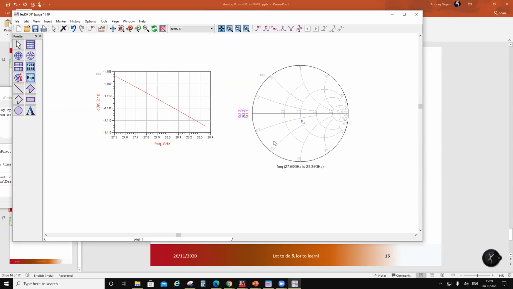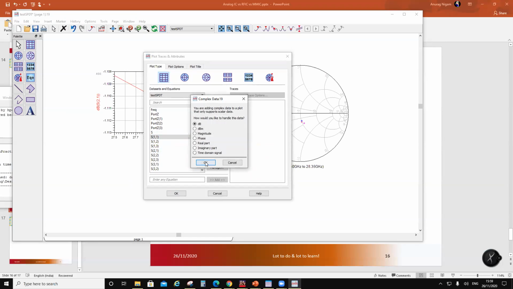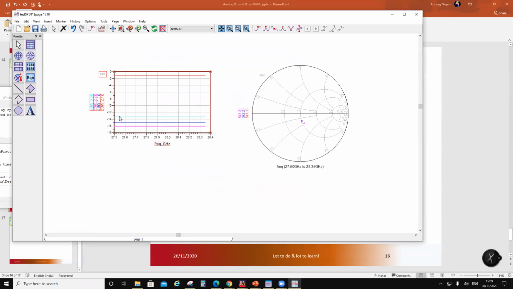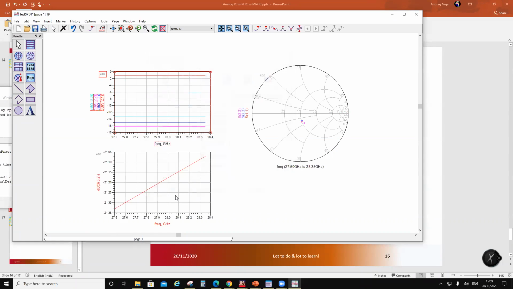Right? And S11, S22, and S33. Okay, so around -13 onwards. And what about isolation? That will be 3.2. 3.2 would be the isolation, which is around 21 dB.